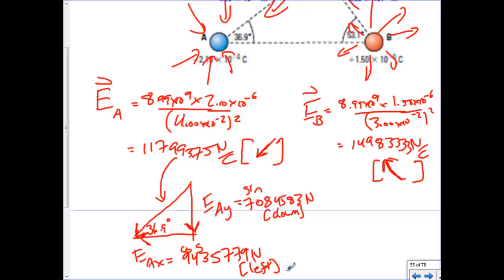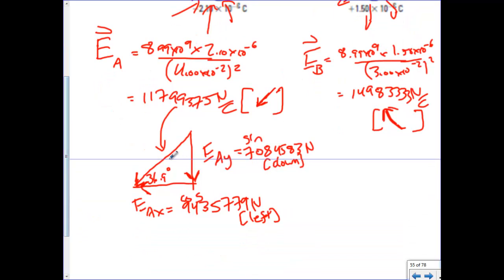Anybody else get the same values as I did? Does that make sense what I'm doing? So I've been given now a hypotenuse. With the hypotenuse and the angle, I'm going to break it up into x and y directions. And so part of this thing is getting pulled down, and part of it is getting pulled left.